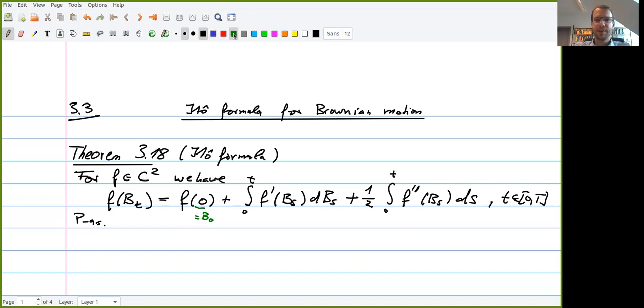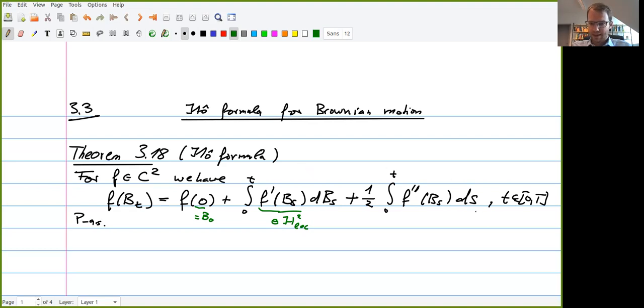Okay, so let me comment on this. First, this is a well-defined integral. We know that this is in H2 loc, so we know how to define this integral. And since the function f is in C2, this is a continuous function. This is a classical Riemann-Stieltjes integral. So all the integrals involved here are well-defined.